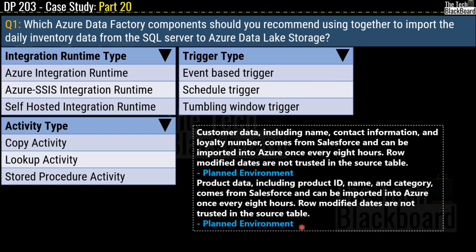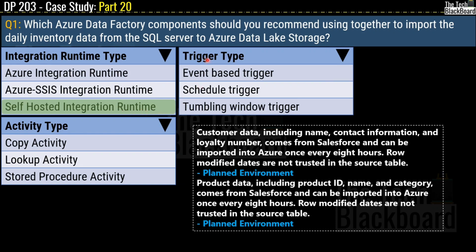Now let's check out the options given for the integration runtime type. Here we have Azure Integration Runtime. Then we have Azure SSIS Integration Runtime. The third option is Self-Hosted Integration Runtime. And the correct answer is Self-Hosted Integration Runtime.